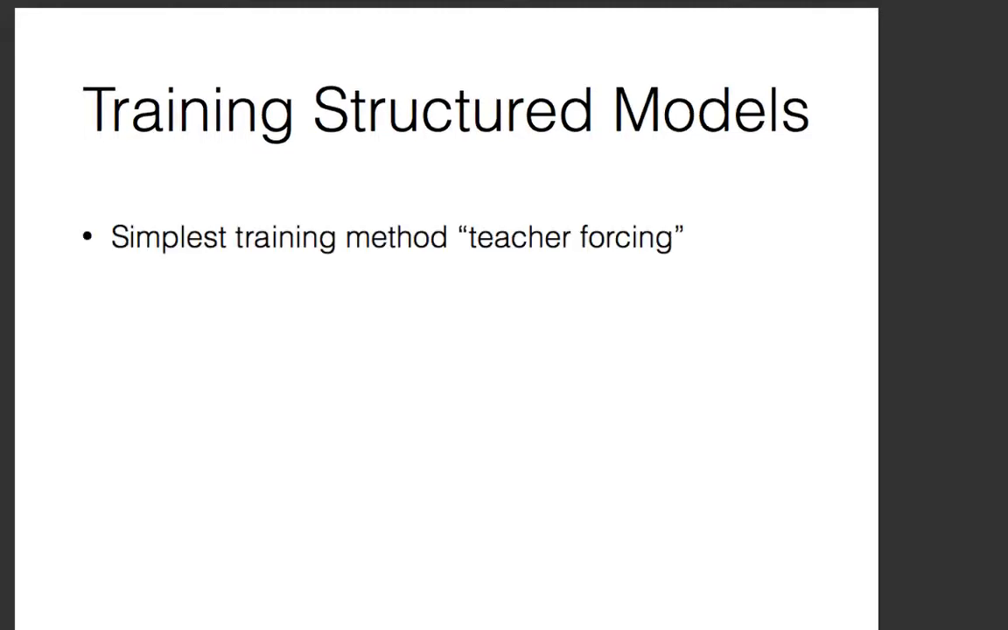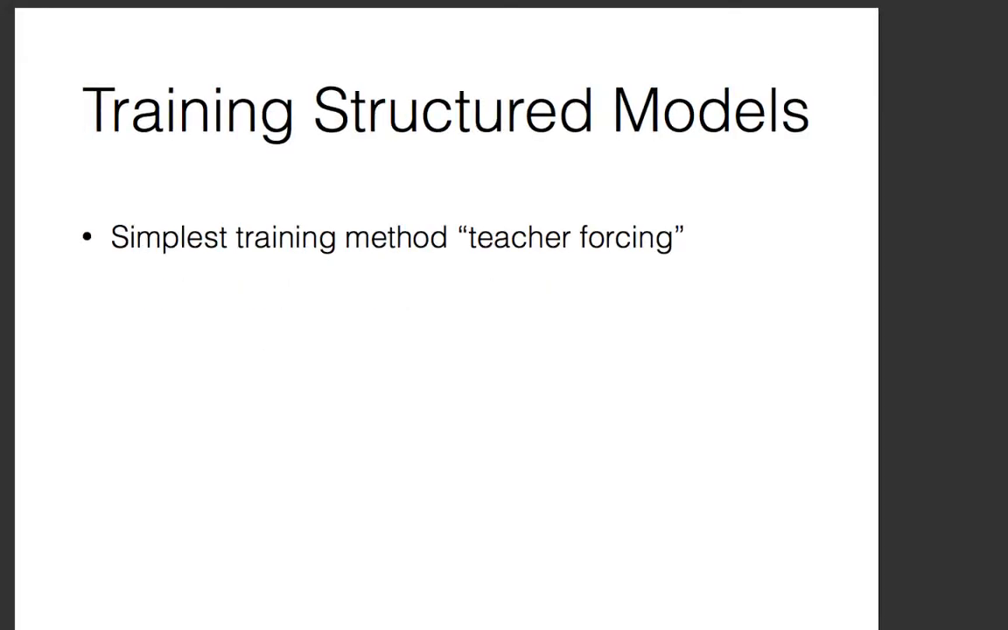Given this, the simplest way to train this model is using something called teacher forcing. The idea behind teacher forcing is basically, it's another name for maximum likelihood estimation using the tags that you already have in your training data. So in other words, you just feed in the correct previous tag, the tag that exists in your training data.